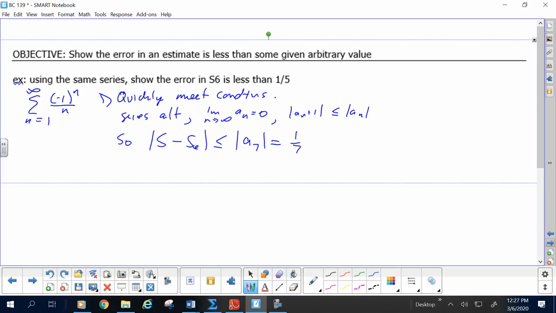Now the question is, show the error in the estimate is less than 1/5. Well, I actually showed the error is less than 1/7. Is it therefore less than 1/5? Yeah. Typically, you would just say which is less than 1/5. But for the sake of your notes, say: by showing the error is less than 1/7, it must also be less than 1/5, because 1/7 is less than 1/5.